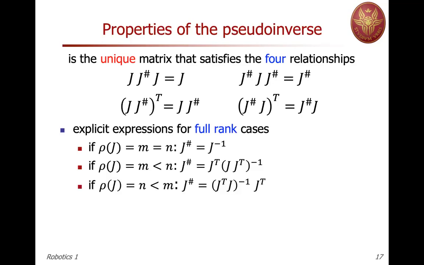Now, there are cases where you get an explicit expression for the pseudo-inverse. In fact, when the matrix J has full rank. In particular, if it's square, so M is equal to N, and has full rank, so this means that it's non-singular, the pseudo-inverse is the inverse. So this is the most natural generalization of an inverse. In fact, if the inverse exists and you plug in J to the minus 1 in place of J⁺ in these four equations, you get that they are satisfied, and so this is in fact the pseudo-inverse.